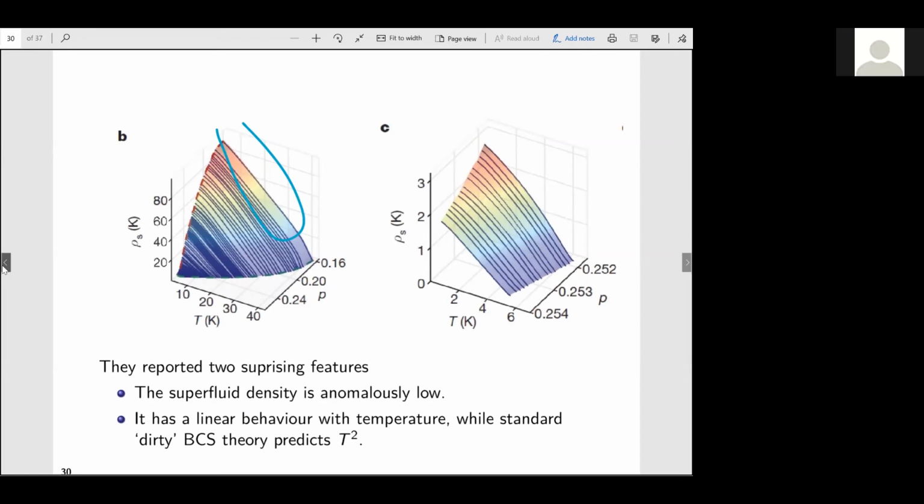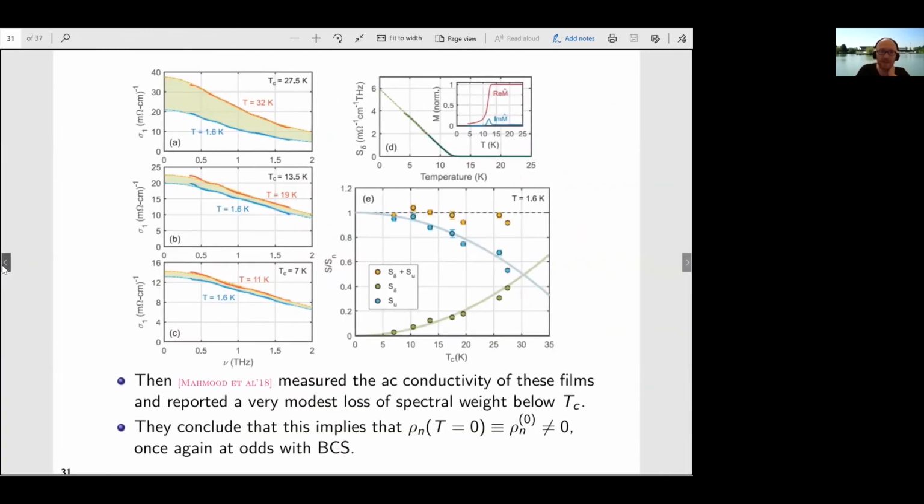Oh, excuse me, but is this an experimental result? Yes. Okay, thank you. Yes, this is a set of experiments, and these experiments were confirmed by another set of experiments by these people. What they measured is the frequency-dependent conductivity. So basically, the retarded Green's function of the current.